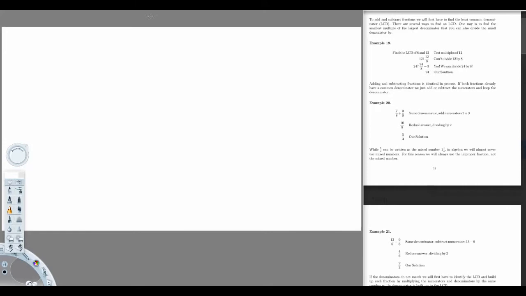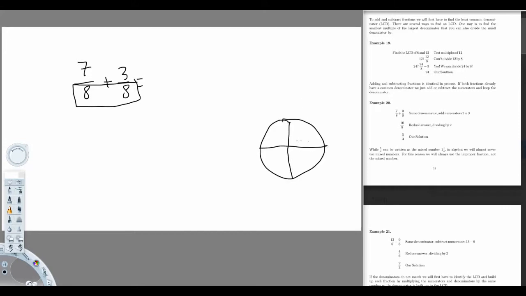Now when you're adding or subtracting fractions, 7 over 8 plus 3 over 8 equals. Let's go back to the pi example. This is a pi, 1 pi divided into 8. So that really represents, if all the pi were here, 8 over 8. So we're going to put the 8 here, and we're going to add these two, and we get 10 over 8. So we haven't reduced it. We can divide both things by 2. Let's do that now.